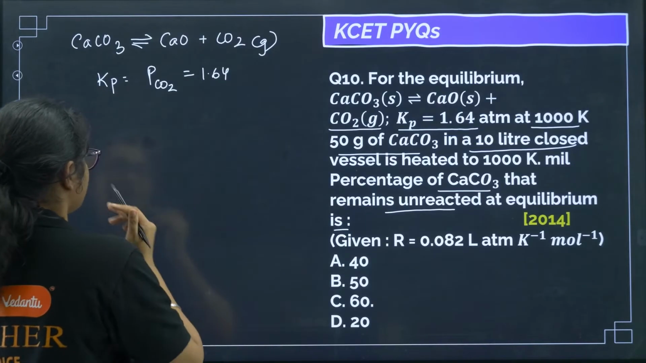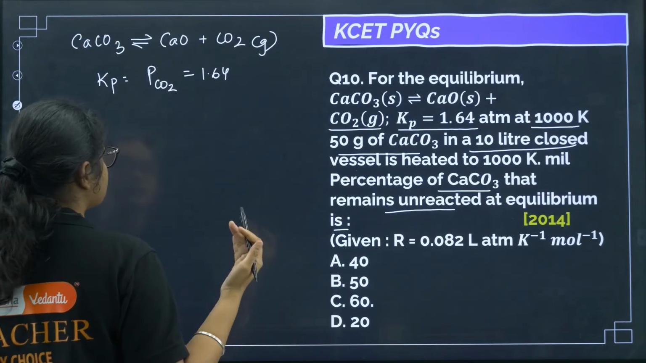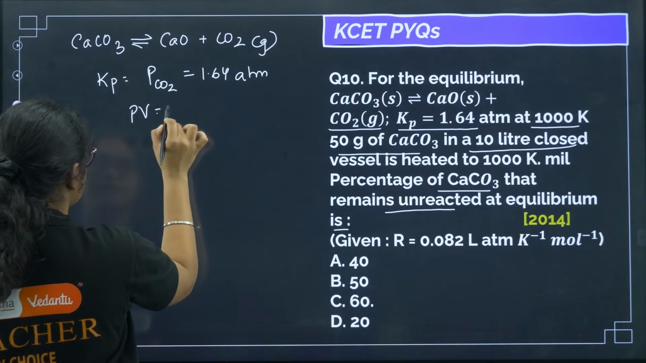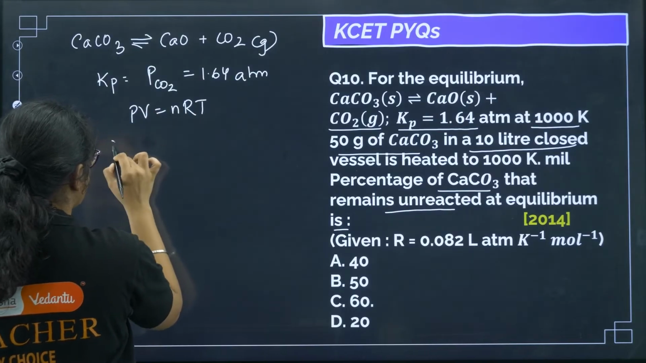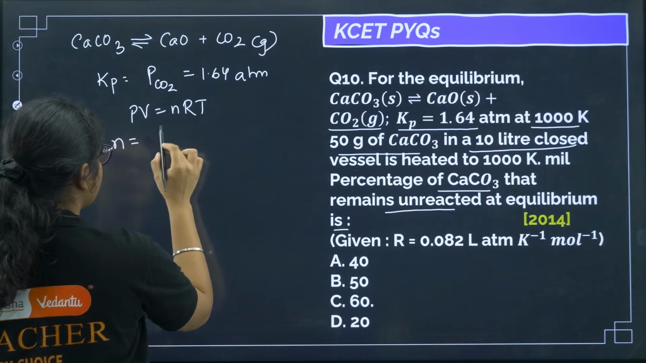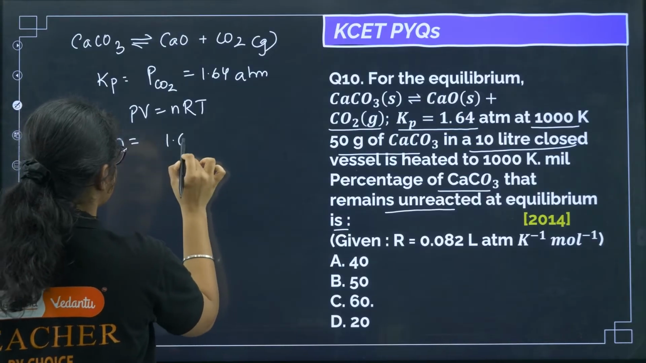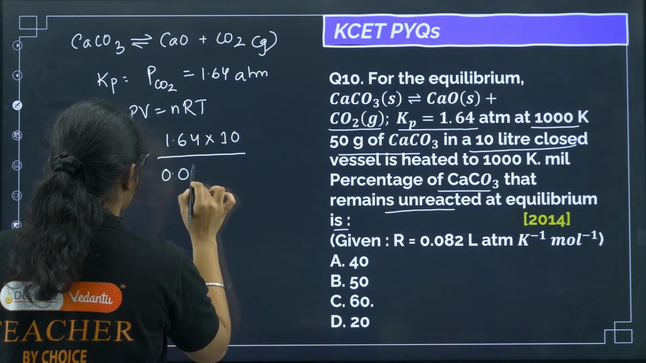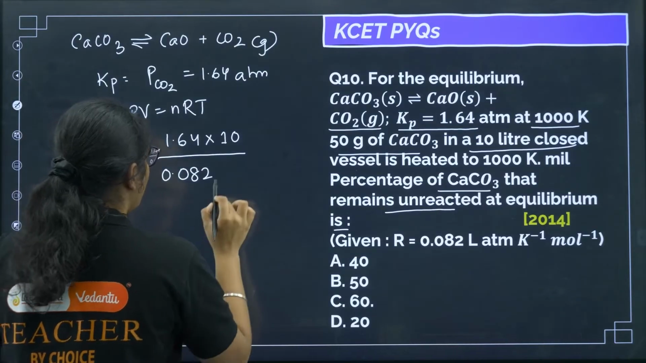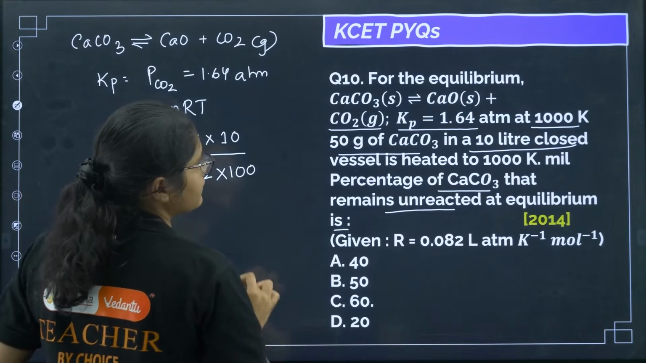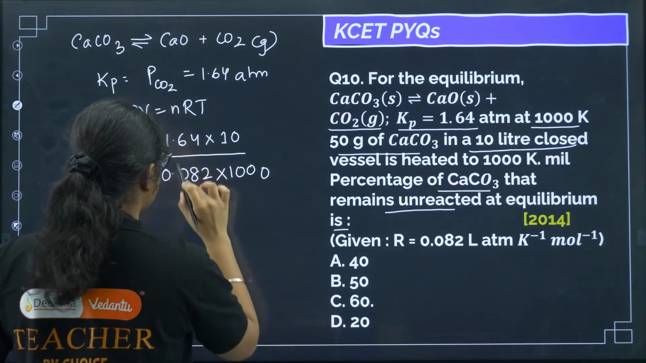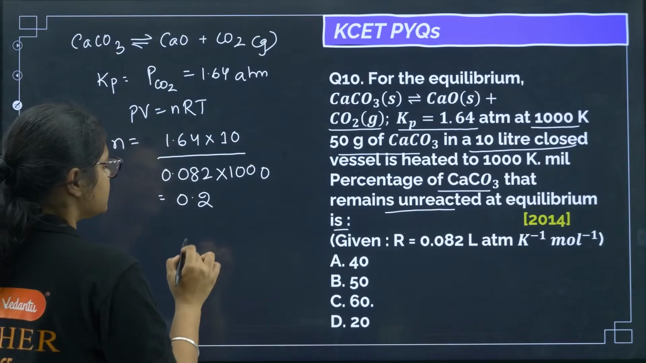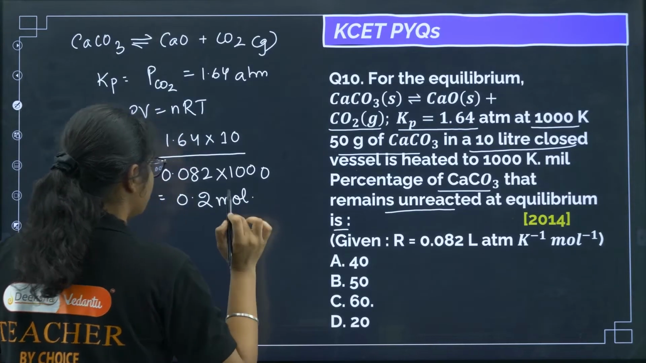Now, if we have pressure of CO2 as 1.64 atm, then we have this formula PV is equal to nRT, so we can calculate the n value. n is PV by RT. P is 1.64, V is 10 liter, R I'll take 0.082, and temperature is 1000 Kelvin. If you substitute and calculate, you will get n is equal to 0.2 moles.